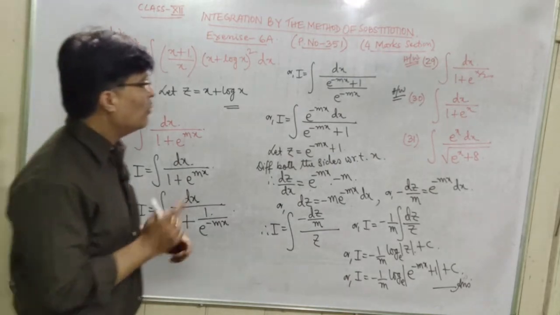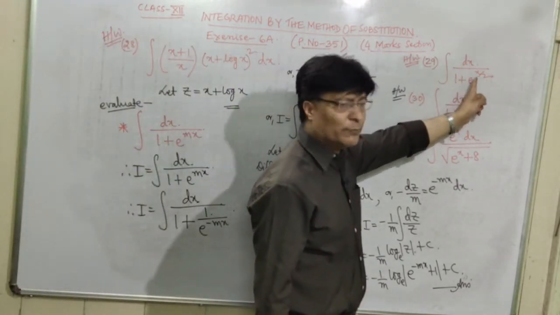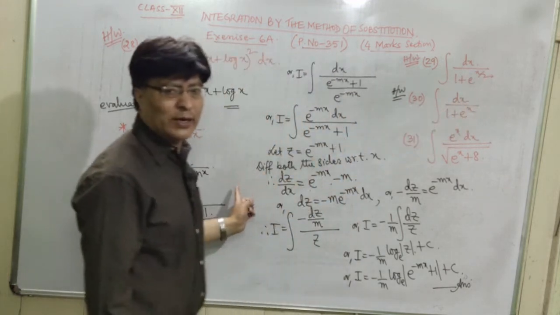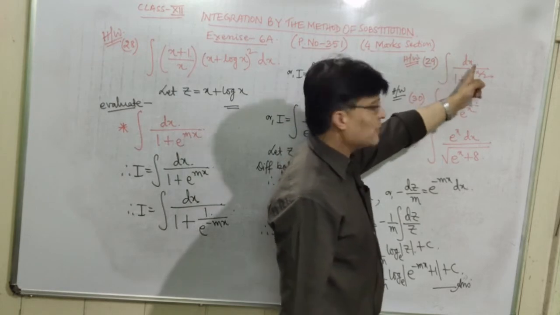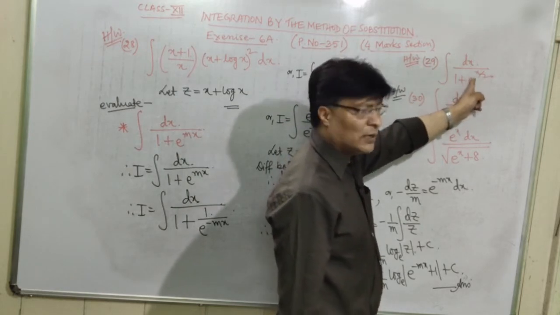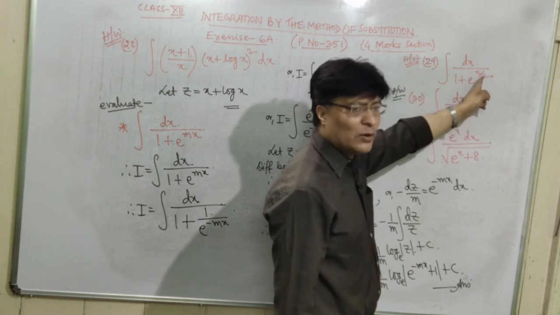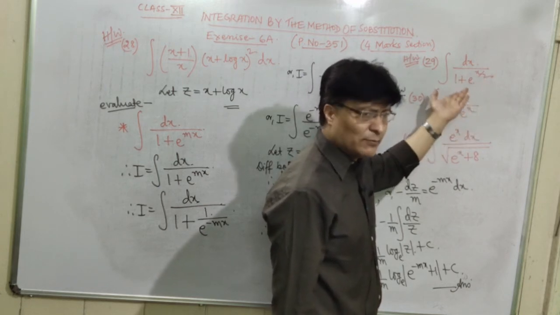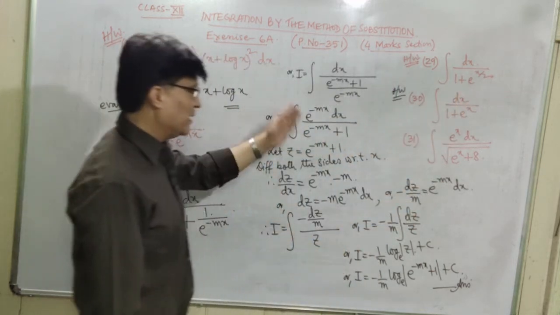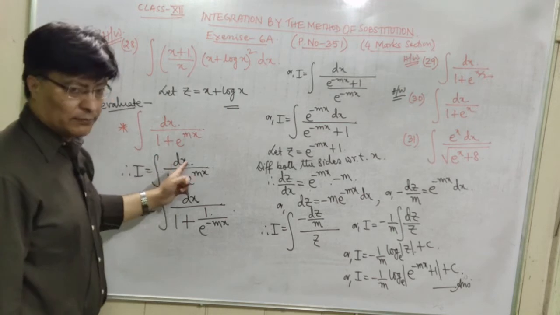So how will you do question number 29? Integral of dx divided by 1 plus e to the power x by 2. It is just like 1 plus e to the power mx, where m is half. So how will you integrate it? Let us write e to the power x by 2 as 1 upon e to the power minus x by 2. Then take the LCM, simplify it, and you can use this method. So this 29 is similar to this problem.